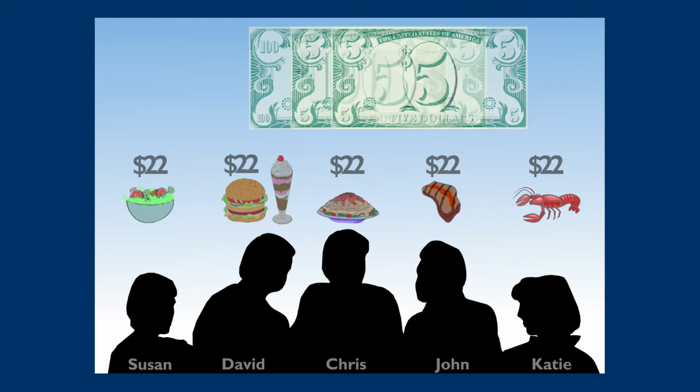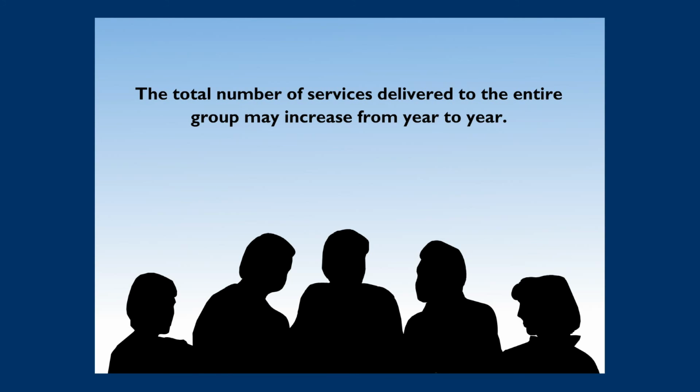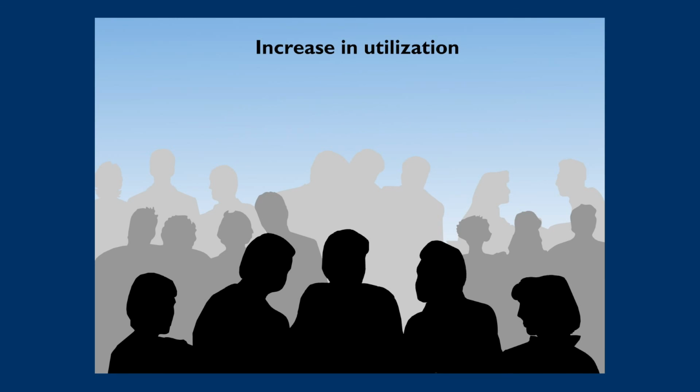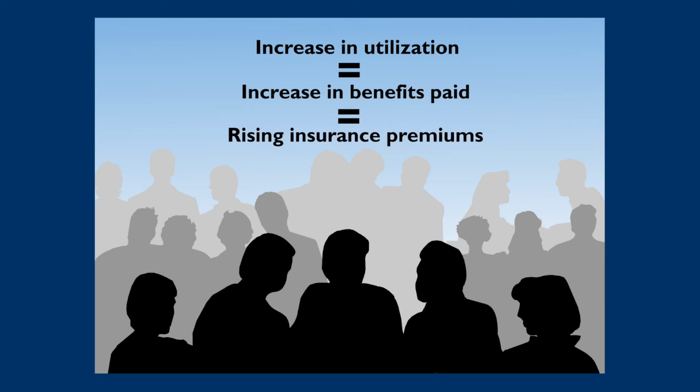This principle also applies to health insurance premiums. Some people require more medical services than others. The total number of services delivered to the entire group may increase from year to year. For illustrative purposes, let's say a group of people had 800 doctor's office visits last year. This year, the number of visits for that same group of people increases to 1,000 office visits. Their utilization increased, causing an increase in the amount of benefits paid, which contributes to rising health insurance premiums for everyone, not just those who went to the doctor more.